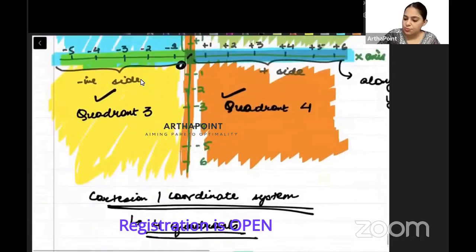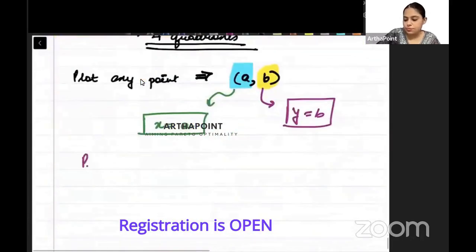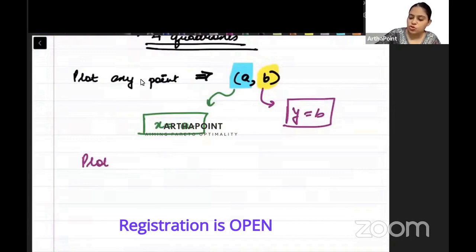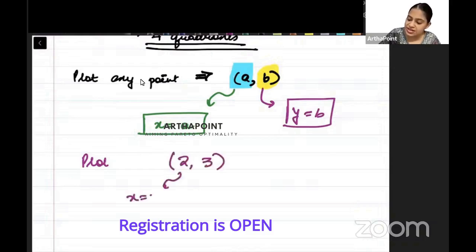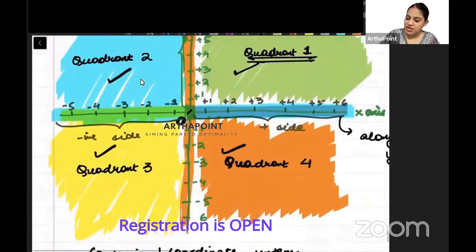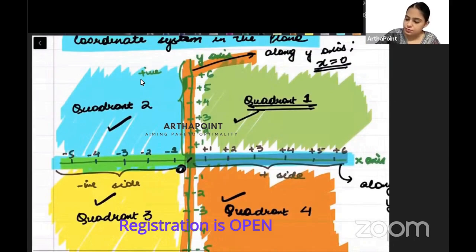Right? So suppose I say plot 7 comma, suppose not 7, let's take a smaller number, let's say plot 2 comma 3. That means I need to take x at 2 and y at 3. So x at 2, y at 3, and this point will be 2 comma 3.